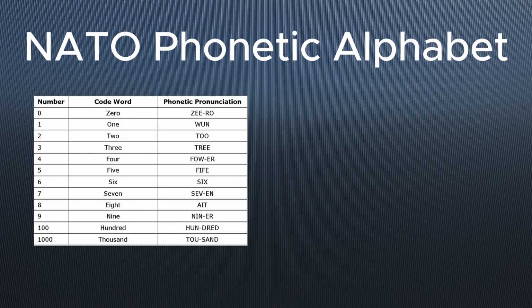0, 1, 2, 3, 4, 5, 6, 7, 8, 9, 100, 2, sand. This is the most widely used radio telephone spelling alphabet in the world. We use this alphabet to clarify communication for maritime operations, domestic and international flights, and NATO alliance military activities.